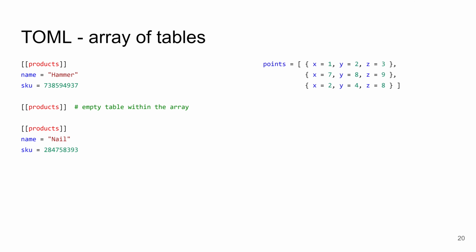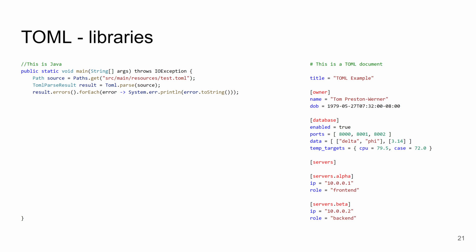Another example is an inline syntax for this. We have the array, points in this case, containing three anonymous tables, each containing x, y, and z coordinates. And this is equivalent to this syntax, where we have the points member of the array of tables and the x, y, and z key value pairs listed like this. So this was TOML, and we'll talk a little bit more about how we can process it.